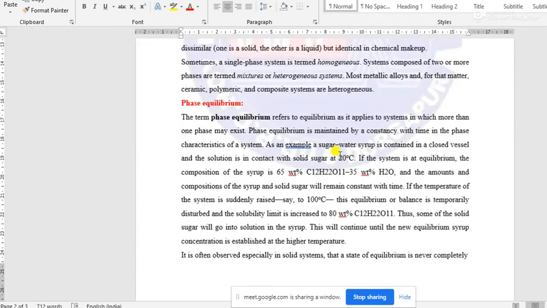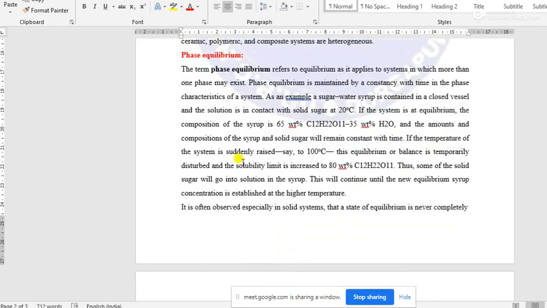Now the next topic is phase equilibrium. Phase equilibrium is nothing but when the mixture or the system, maybe a homogeneous system, maybe not homogeneous, that is a heterogeneous mixture, is in equilibrium condition, that is, no more components or compounds may be added to the mixture.